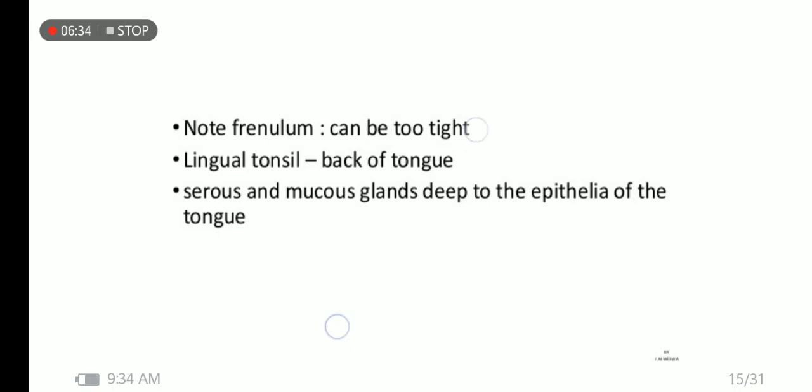Frenulum can be too tight. Lingual tonsils are present at the back of the tongue. Serous and mucous glands are present in the deep epithelia of the tongue.